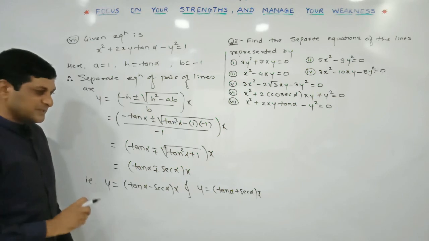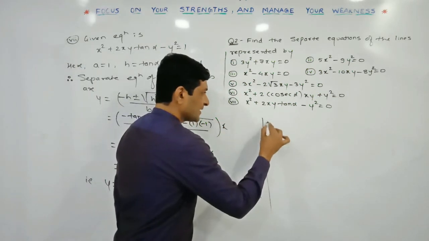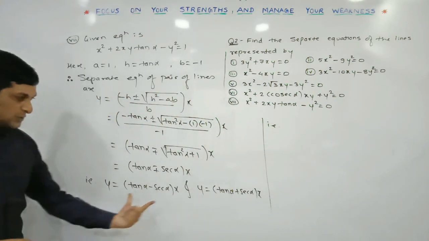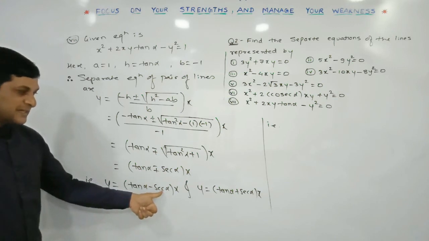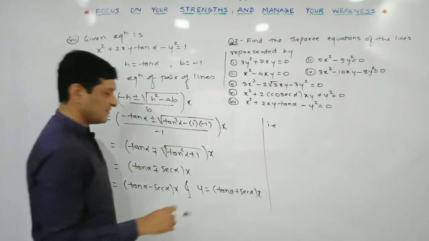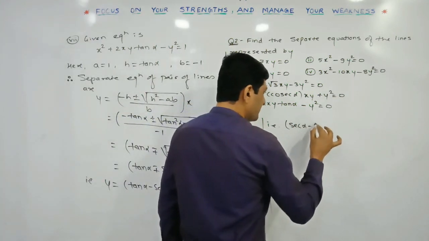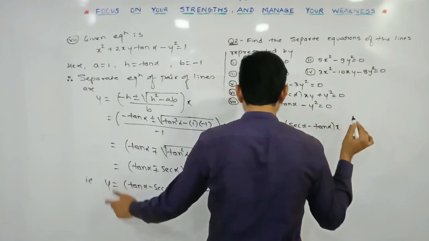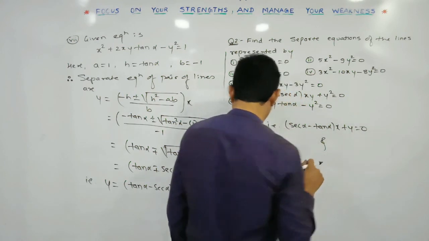Now these equations can be written as follows. Here take these two terms on this side. If we take these two terms on this side, minus sec alpha will become plus sec alpha, and plus tan alpha will become minus tan alpha. Meaning this equation will become sec alpha minus tan alpha times x, and on this side plus y is already there, plus y is equal to 0. And in the second equation, what will we do?